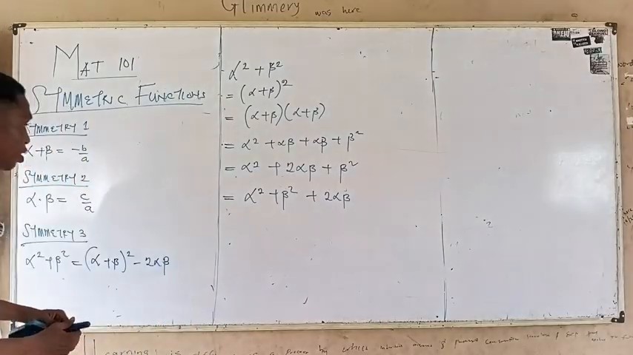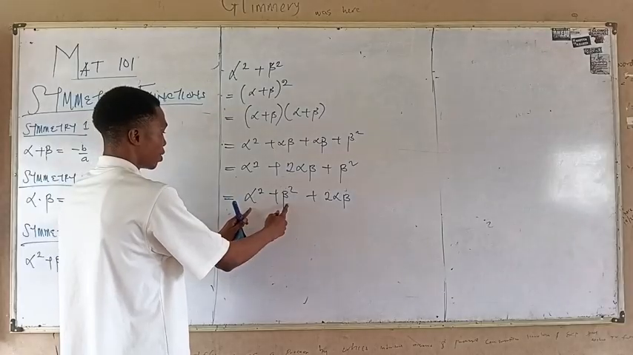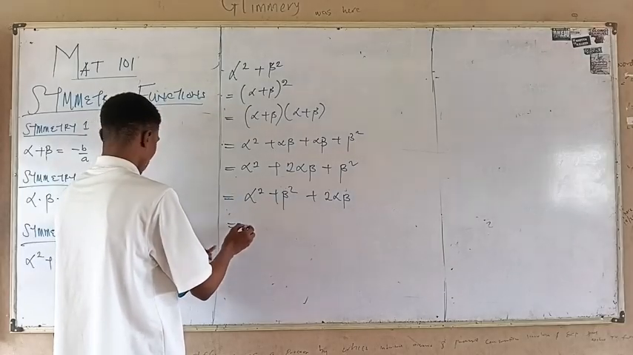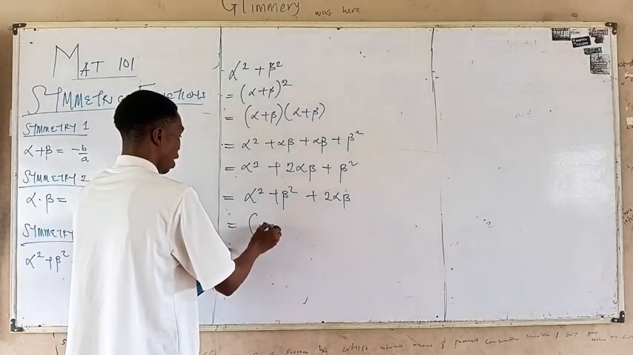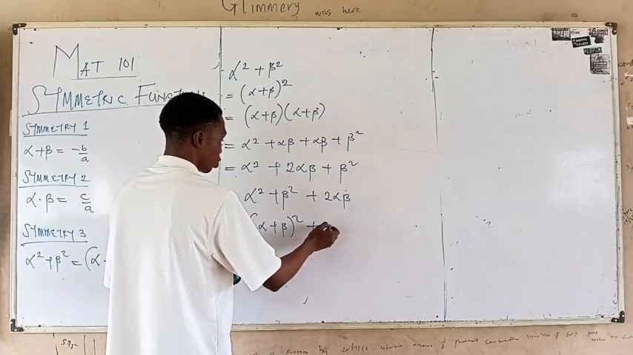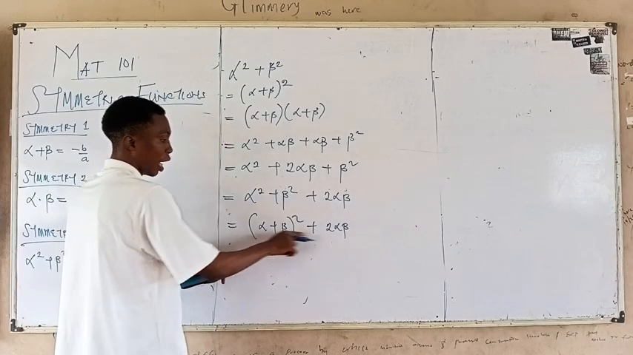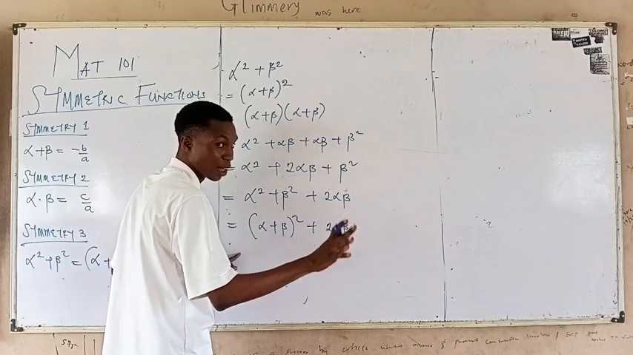Remember, look at this now, is it forming alpha square plus beta square? Can I say alpha plus beta all squared? Am I right? Plus what? 2 alpha beta, am I right? Am I having sum? Am I having product? Do you agree to that?